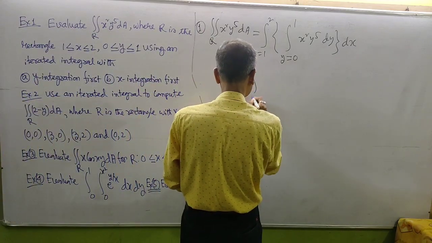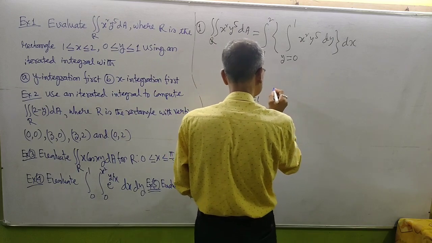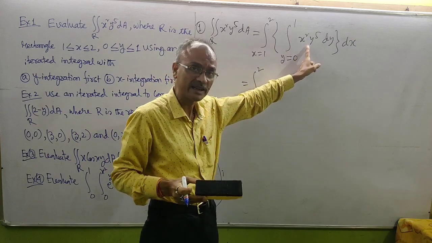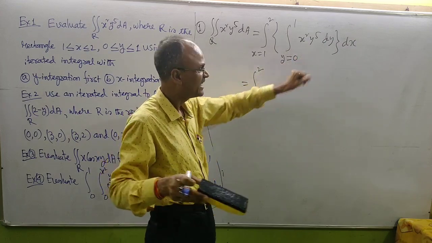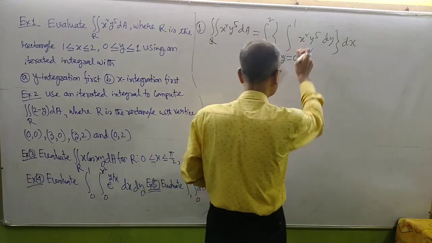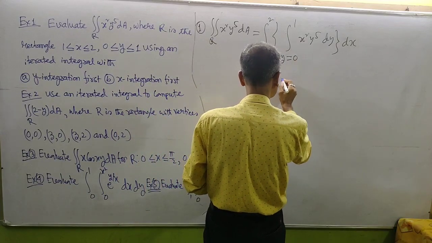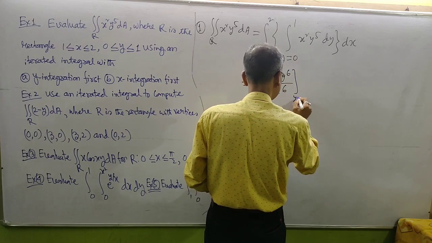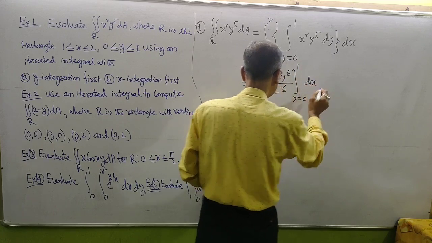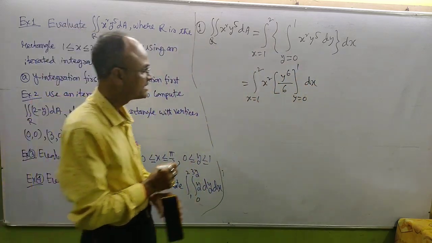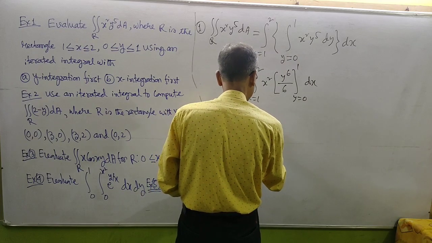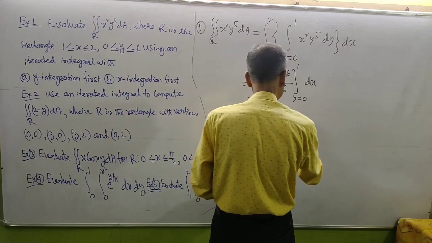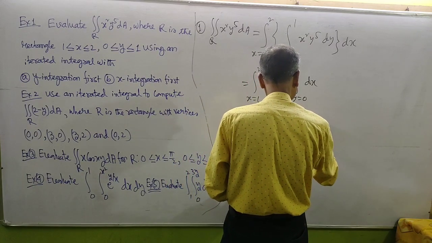This is equal to the integral x equal to 1 to 2. While you are integrating with respect to y, treat x as constant. If you take x as constant, it can be taken outside the sign of integration. And the integration of y to the power 5 is y to the power 6 divided by 6, from y equal to 0 to 1, dx. You may write like this: 1 by 6 can be taken outside the sign of integration, the integral from 1 to 2 of x square times 1 to the power 6 minus 0 to the power 6 dx.